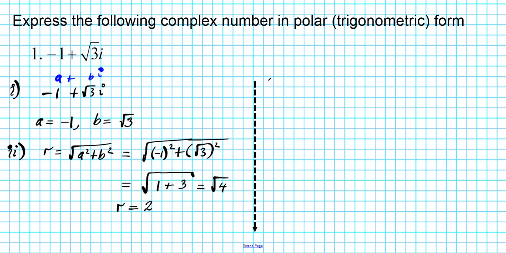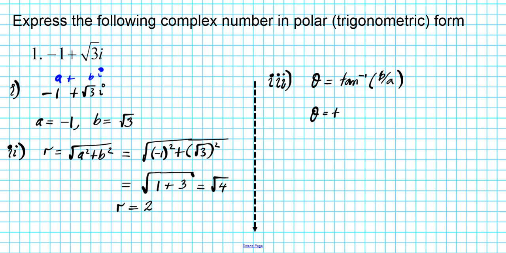Next, we have to find the angle. That's step 3 in the conversion process. And the formula is theta, the angle, is equal to the inverse tan of b over a. Now you want to remember that you have to add pi whenever a is negative.